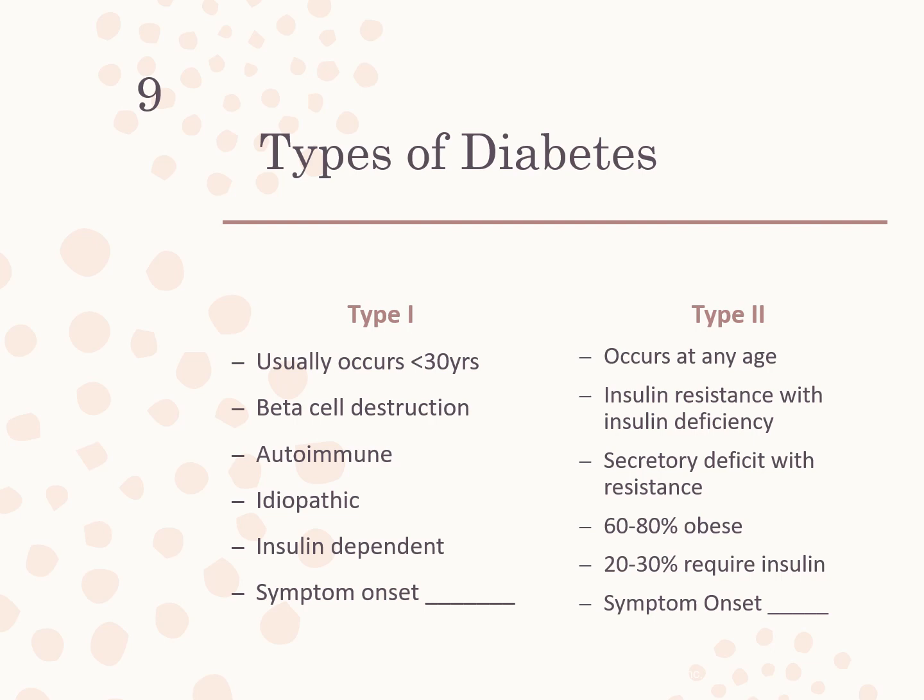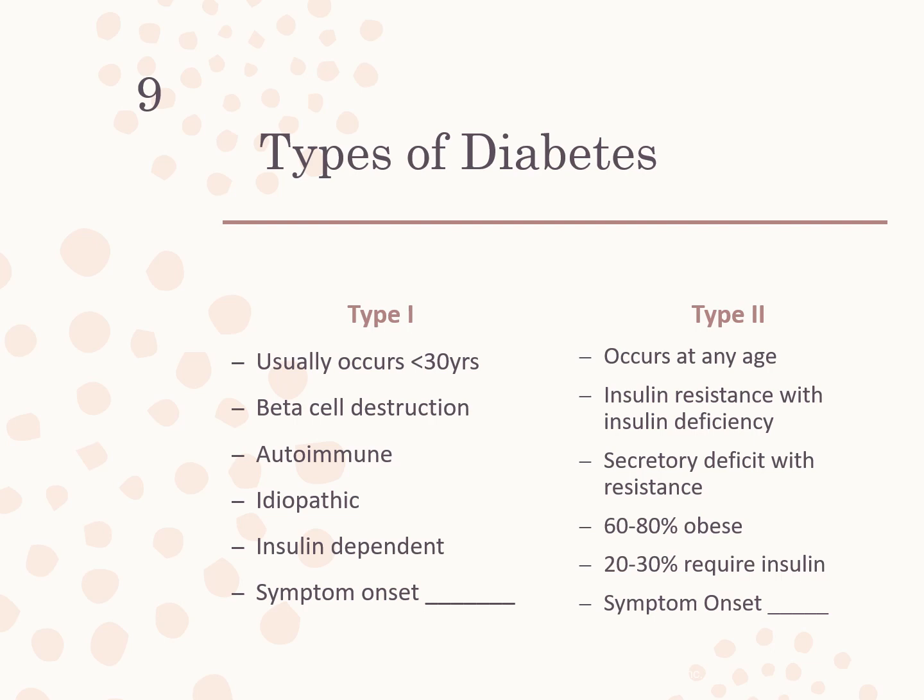Okay, type 1 diabetics are completely insulin dependent. Their body makes none. And the symptom onset, do you think it is abrupt, or do you think the onset is slow? The answer is abrupt. Symptom onset is abrupt for these patients.